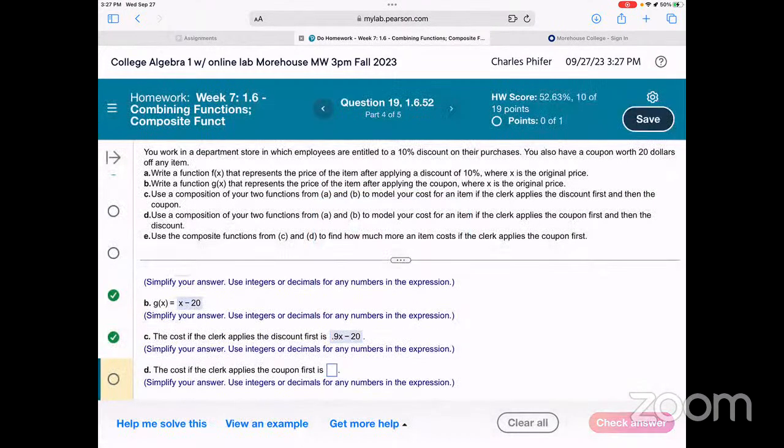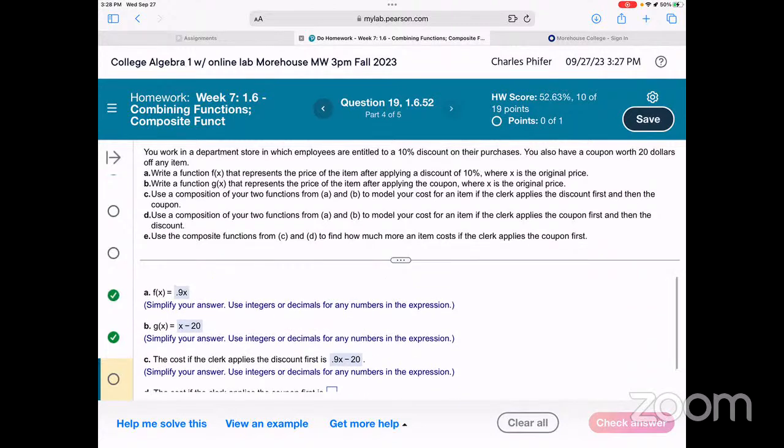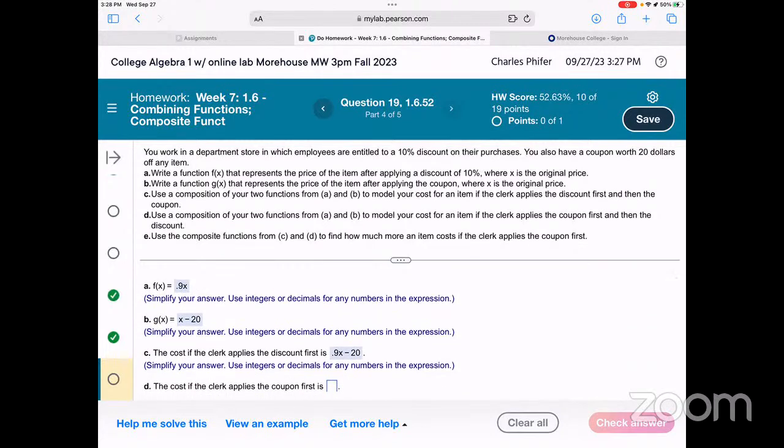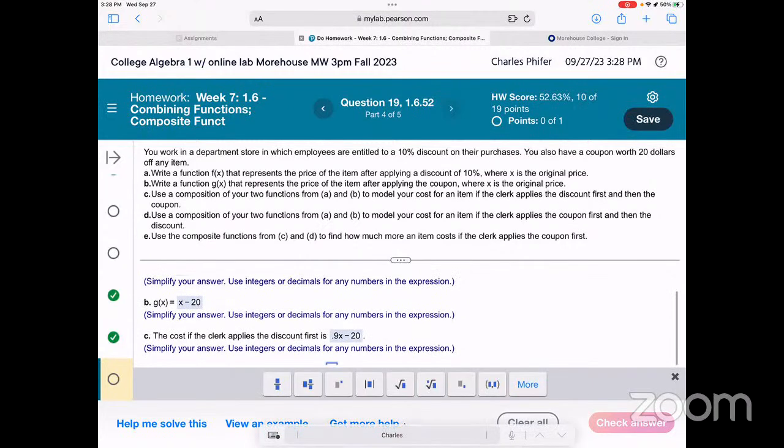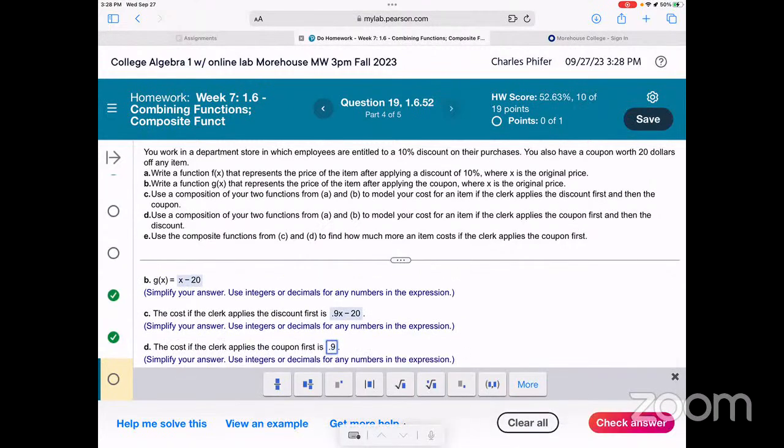And then part D is the reverse, right? If they apply the coupon first and then the discount. So if the first one was G composed F, that one's going to be F composed G. So then we're going to have 0.9 times X minus 20. So it's going to be 0.9 parentheses X minus 20, but then let's simplify.